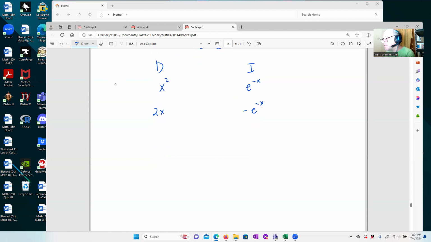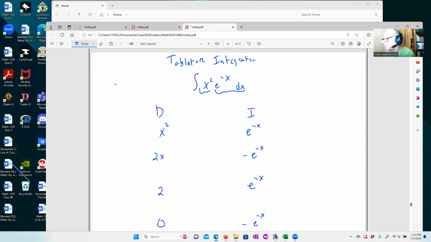We're going to take the next derivative. Derivative of 2x is just going to be 2. The integral of negative e to the negative x is going to be positive e to the negative x. Take the next derivative. We get 0. Once you end up with a row that is 0, you know that's the last row that you have to deal with. Okay? And then what we're going to do is put in the signs. So you have a plus, negative, plus, negative.